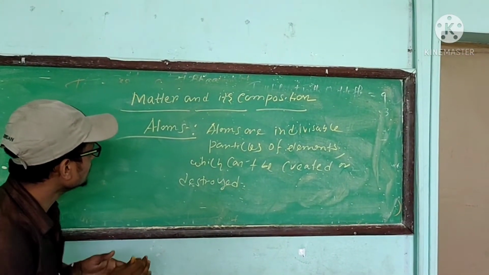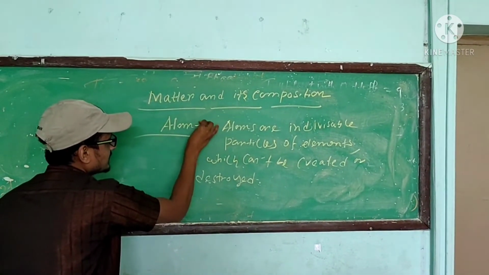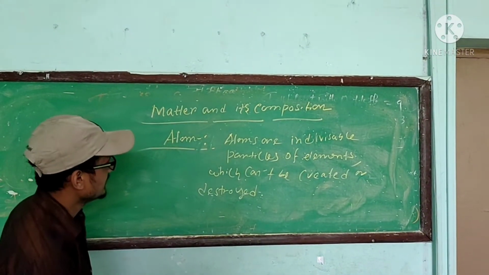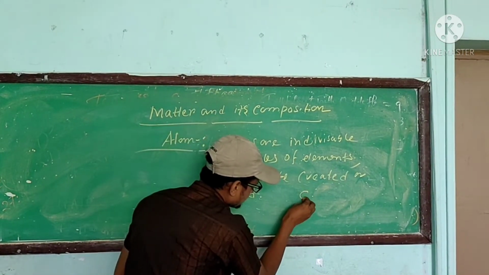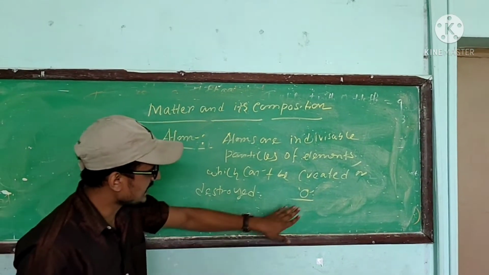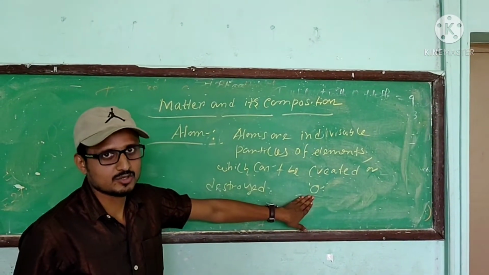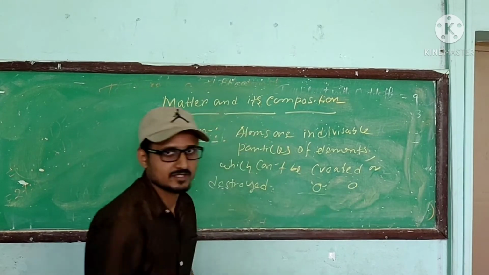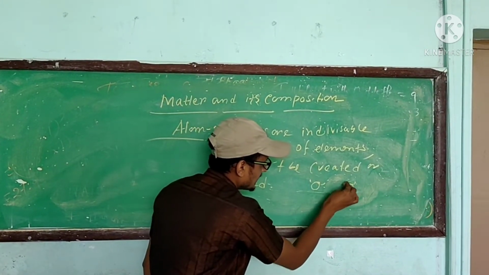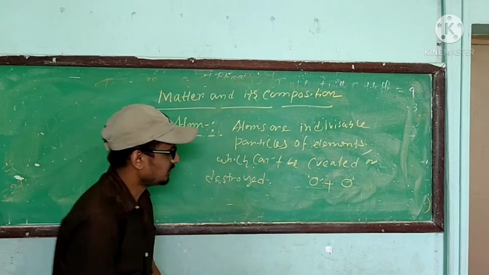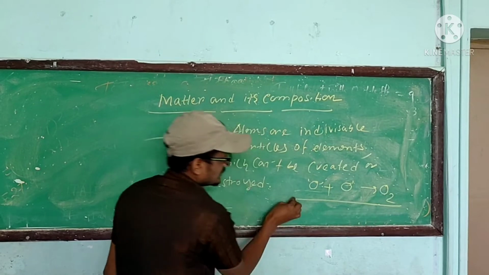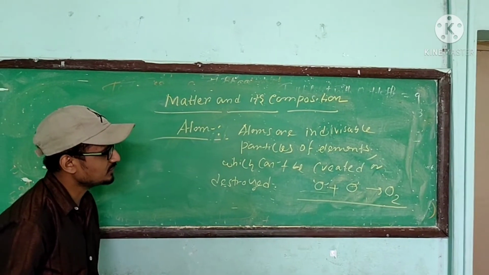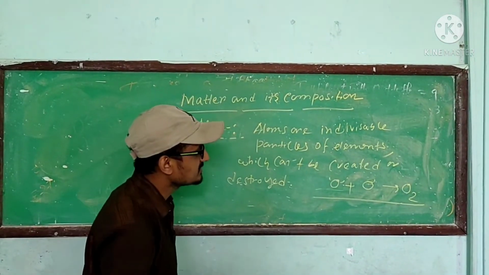Now one more thing we have to learn: atoms are not independent. They are not stable in nature. An oxygen atom cannot be present as independent because it is not stable. So one oxygen atom will always try to connect with another oxygen atom to form an oxygen molecule, O2. Any atom will always try to join with another atom to form a molecule, to get stability.